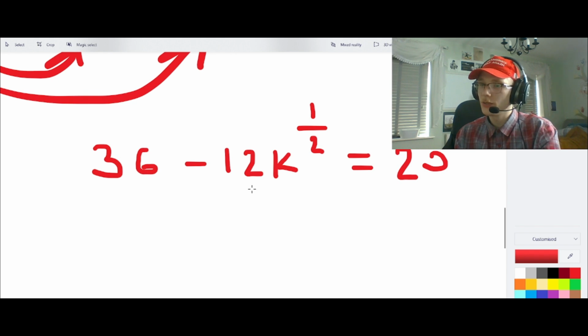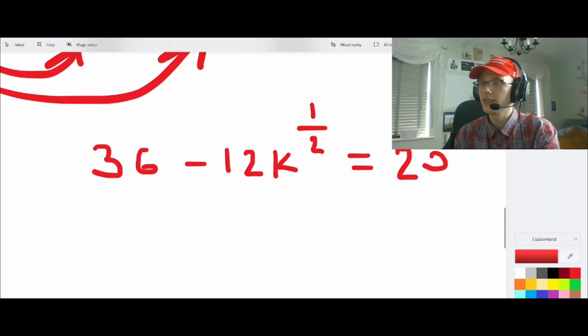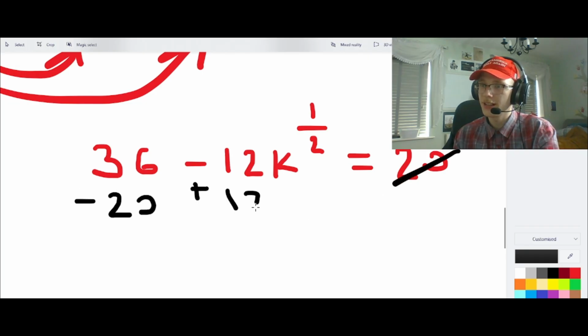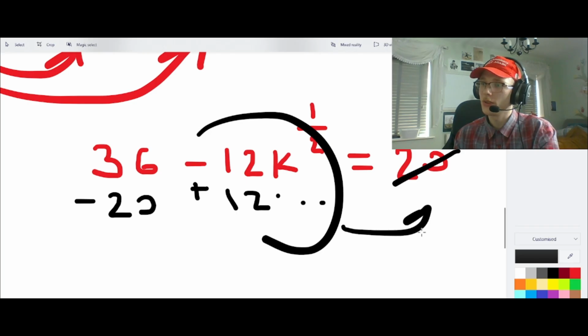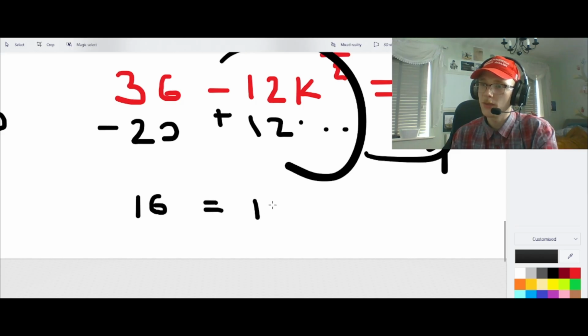So what we're going to do is put this onto this side and put that onto this side. So the first thing we're going to do is subtract this, and we're going to add on itself. We're going to add this and it's going to go onto this side. So the first thing is this is going to equal your 16 and that's going to equal your 12k to the power of a half.